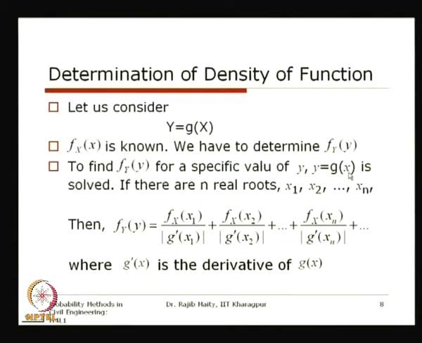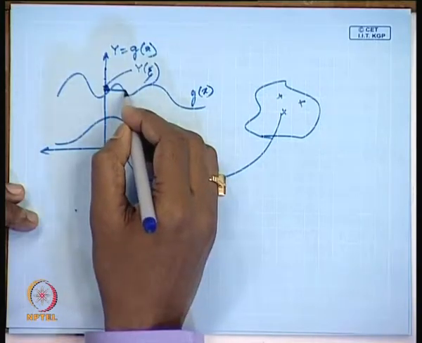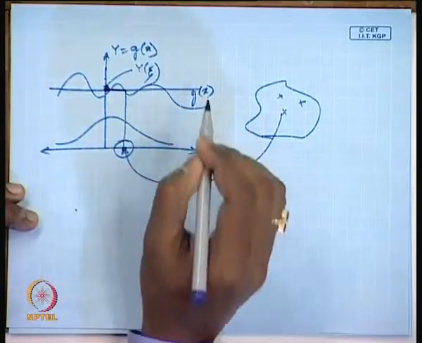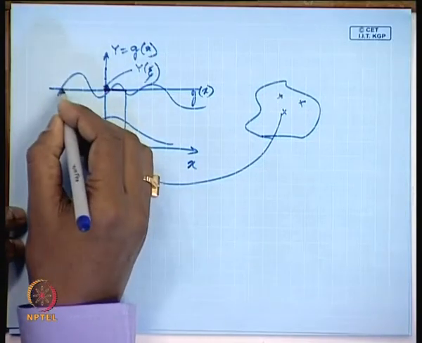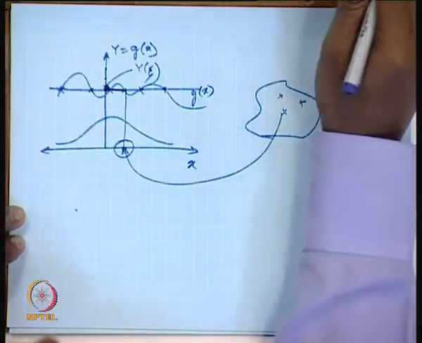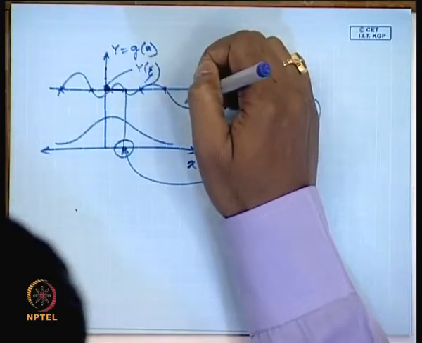So, for y equals g(x), suppose this equation has n real roots, say x1, x2, up to xn. That means for this kind of function, if I take a specific value of y, I have to find the different points that are roots of that equation. So the first root is here, second root is here, third, fourth. Wherever it cuts that function, we get the roots.